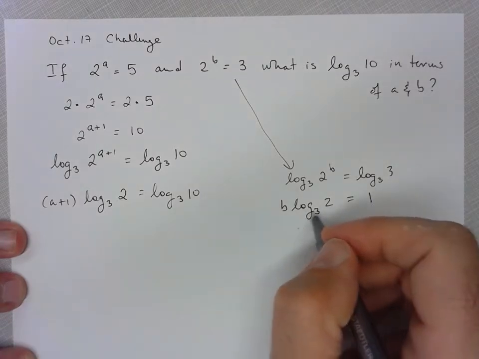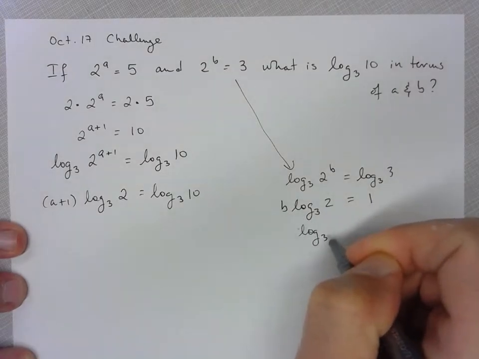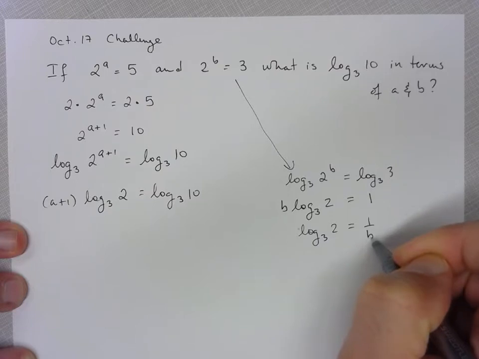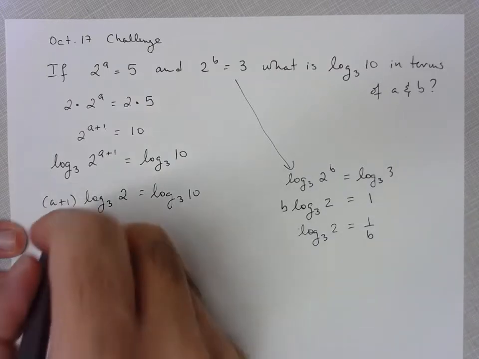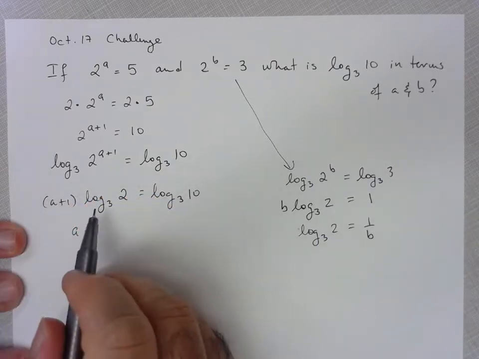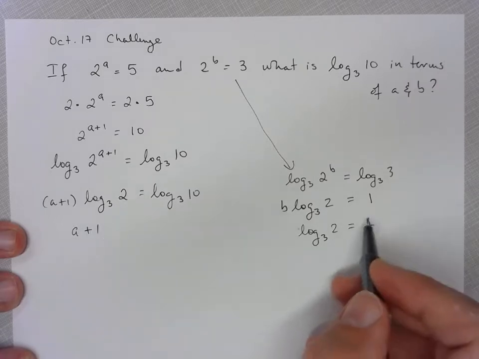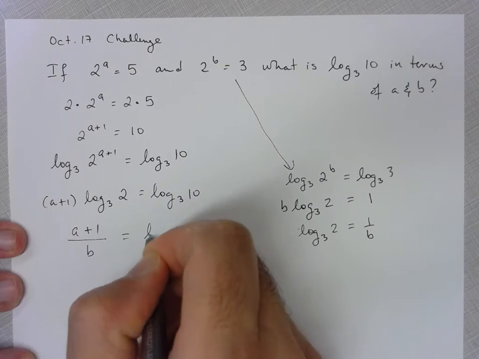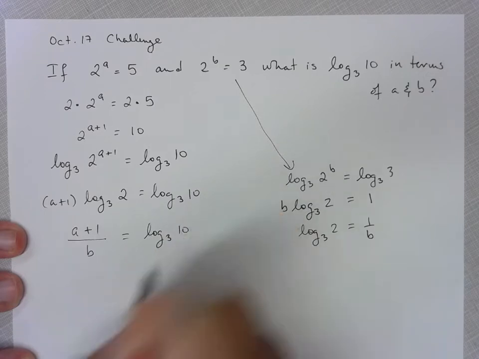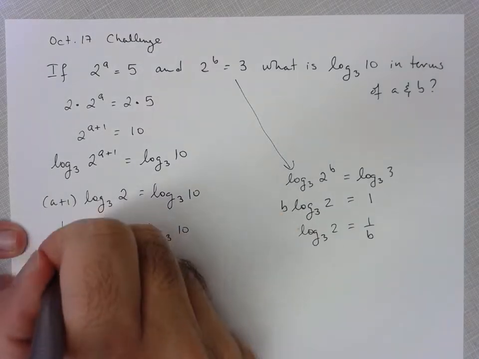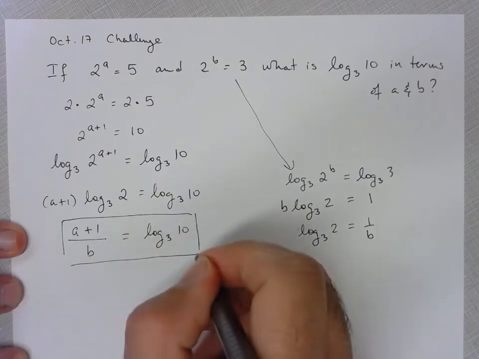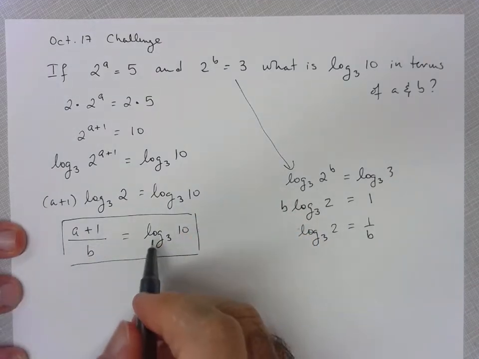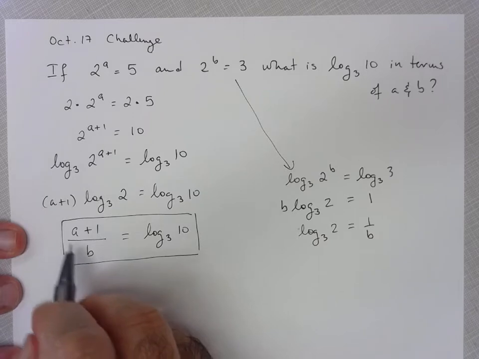So I now am going to solve for log base 3 of 2. That's just 1 over b. And so now in this equation here, I can replace log base 3 of 2 by 1 over b. So that gives me a plus 1 over b. And of course, what I have on the other side of the equation is just that expression that I was looking for. Okay, and there you have it. There's log base 3 of 10 in terms of a and b.